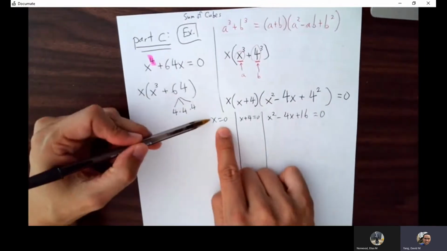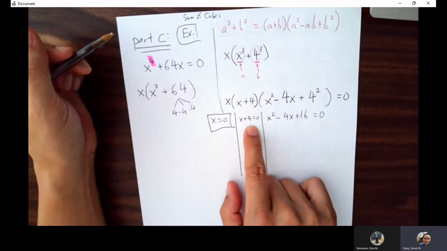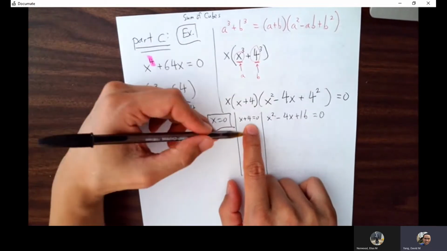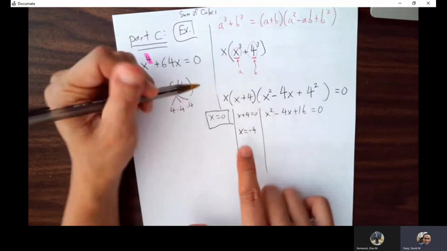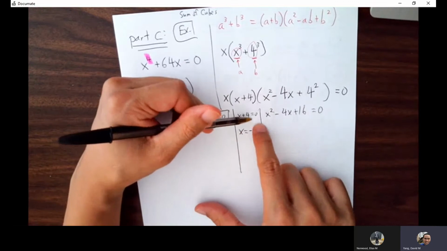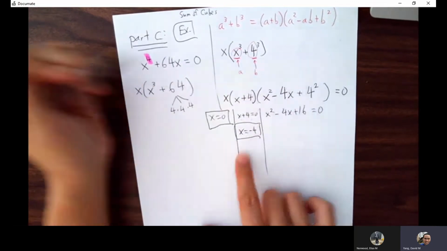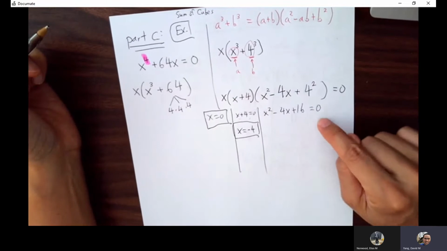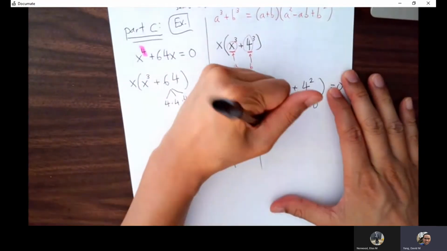Okay, so this is easy. X equals 0, that's already done for us. That's one solution. X plus 4 equals 0, so x equals negative 4. Make sure you don't say x minus 4 because that's not the same thing. We've got to subtract 4 and leave that equal sign there. And this is something that's not going to factor. We've got to use the quadratic formula for this.